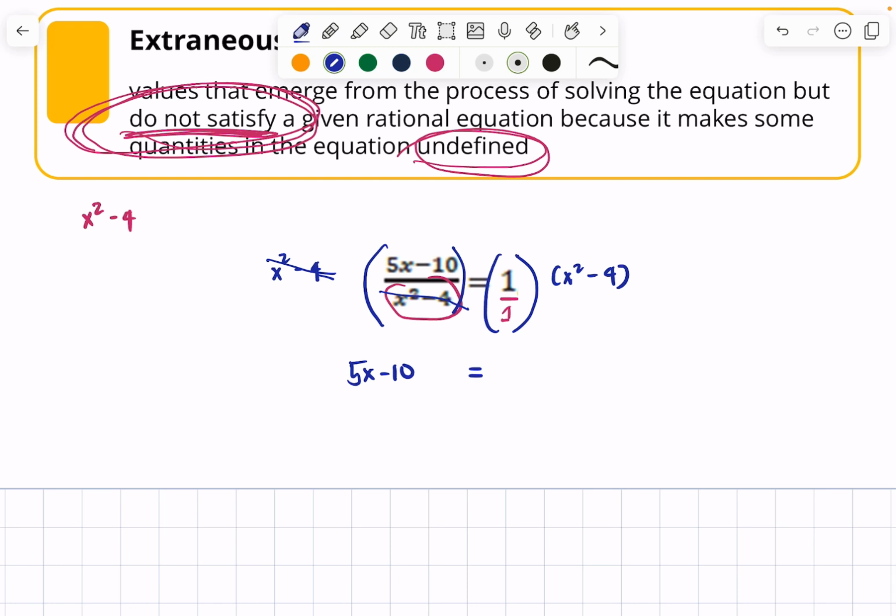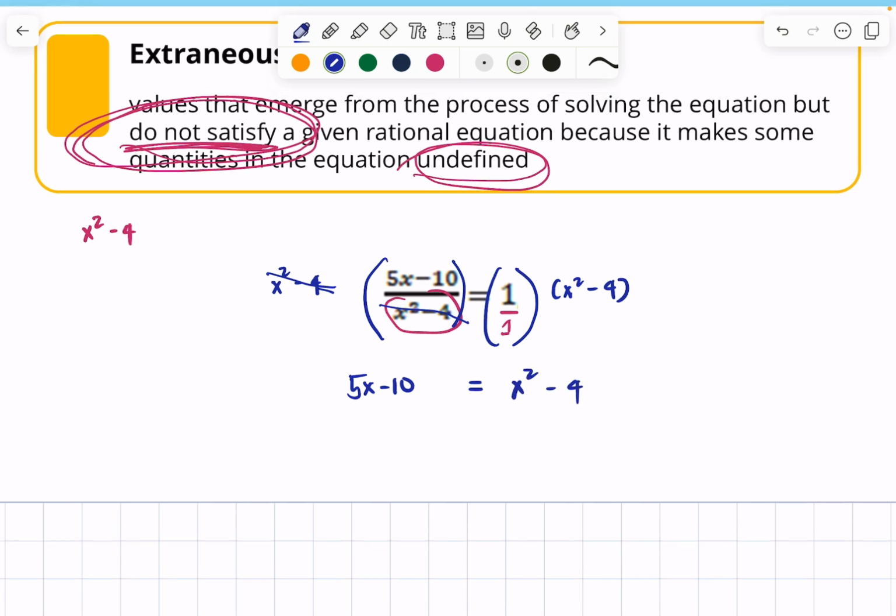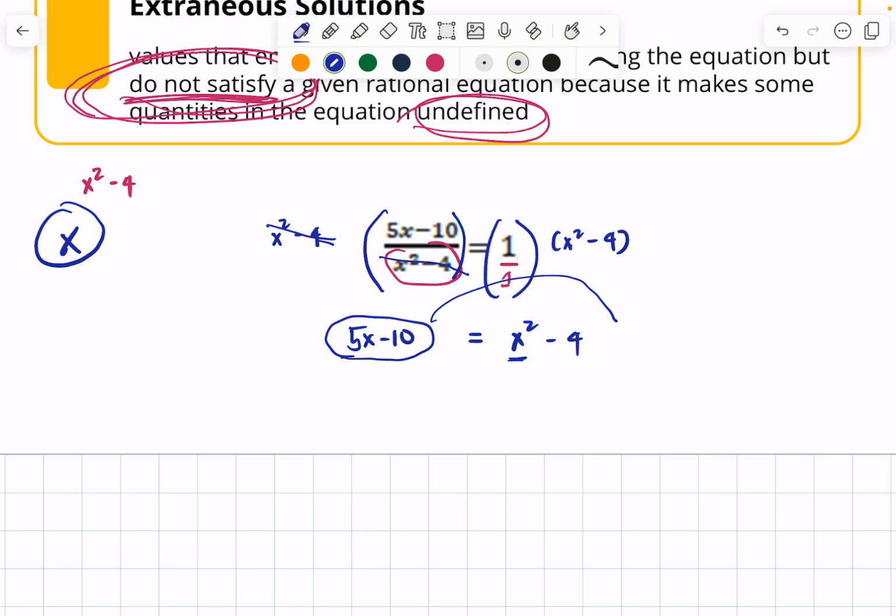1 times x squared minus 4 is x squared minus 4. Then after multiplying both sides by your LCD, you have to solve for the unknown variable, which is x. Now, in order to get x, as you can see here, this is x squared. So, we have to transpose 5x minus 10 to the right side so that we can factor out our polynomial to get your value of x. So, 5x minus 10 is transposed to the right side.